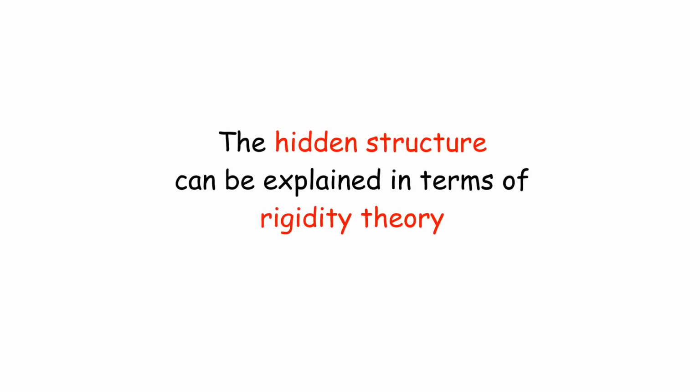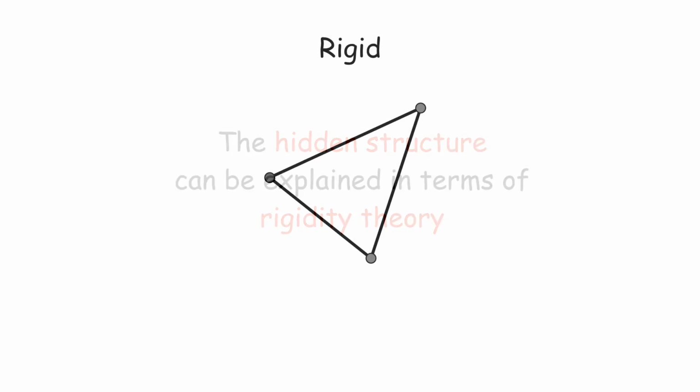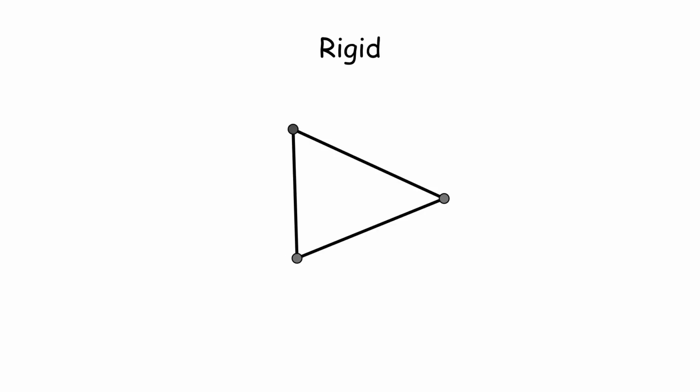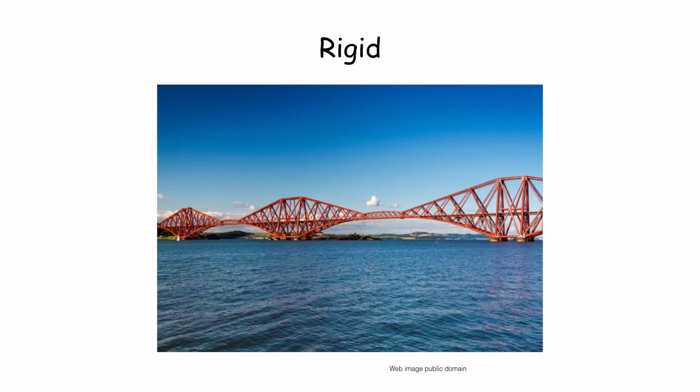So now this hidden structure can be explained in terms of an area of mathematics called rigidity theory. So let me give you a brief introduction to rigidity theory. This object living in the plane is rigid. It means that it can do things like this. You can rotate, translate it in the plane, but it doesn't change the shape. The shape remains the same. And in fact, any collection of triangles will have this property. Well, when you build a structure from bars and joints as big as this one, you definitely want it to be rigid, not flexible.